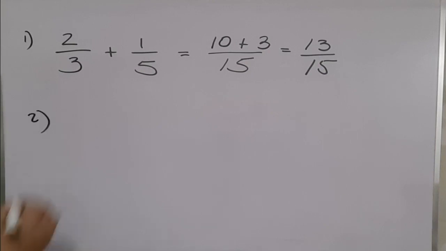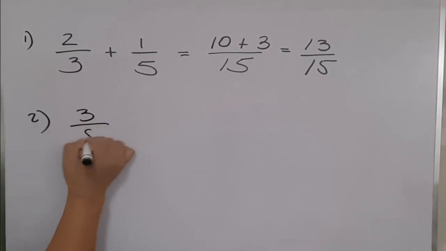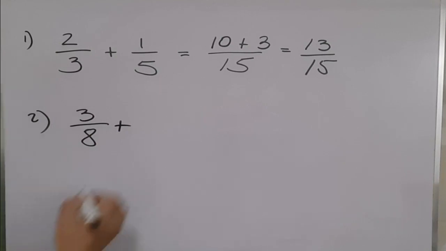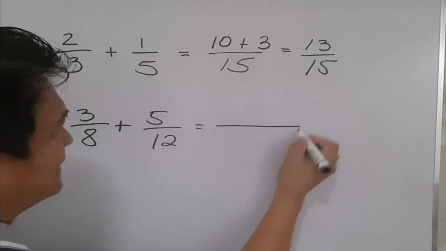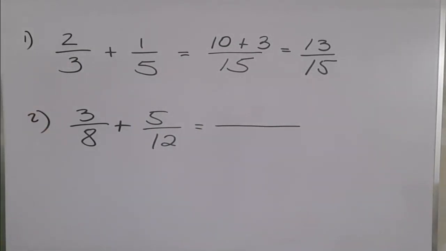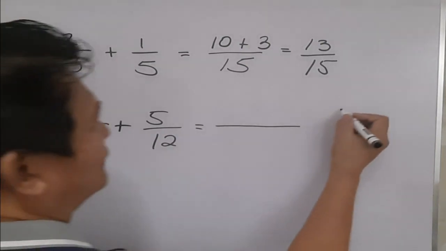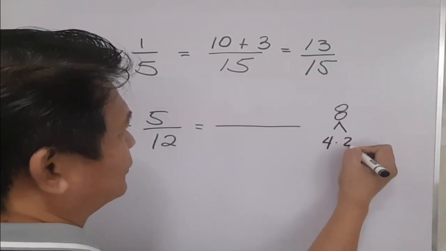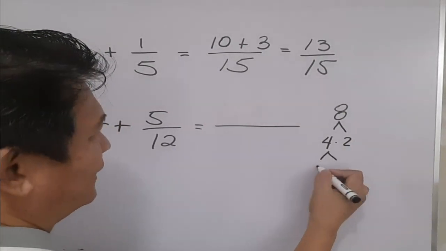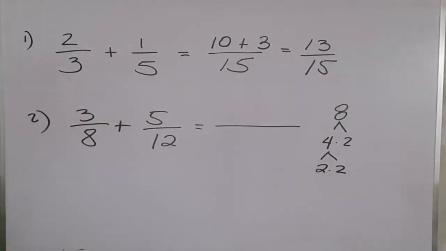Next example, 3/8 plus 5/12. Para makuha natin ang LCD, gamitan muna natin ng LCM by factorization. So kunin muna natin ang LCD ng 8 and 12 using our factorization method. Factors of 8, ito ay 4 times 2. At factors ng 4 ay 2 times 2.